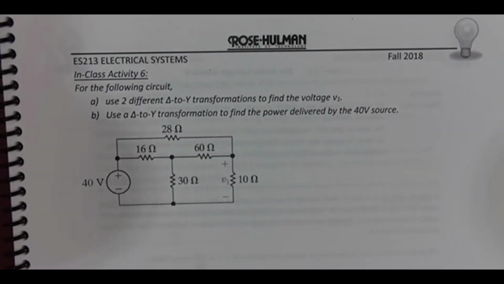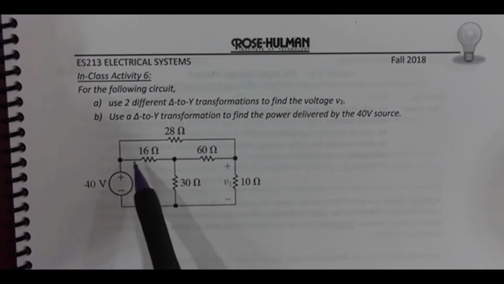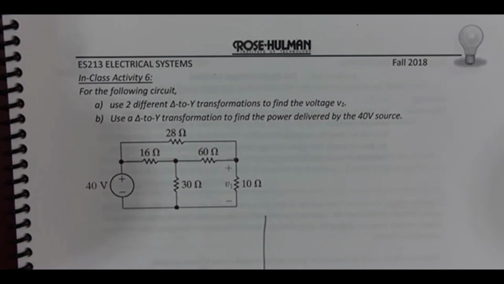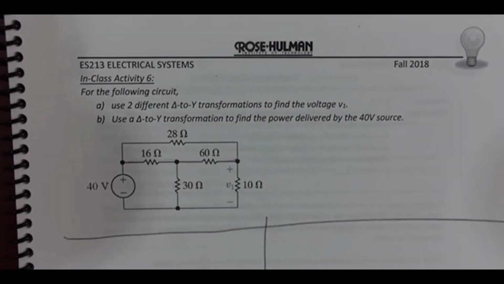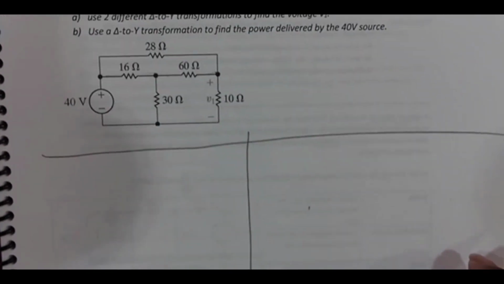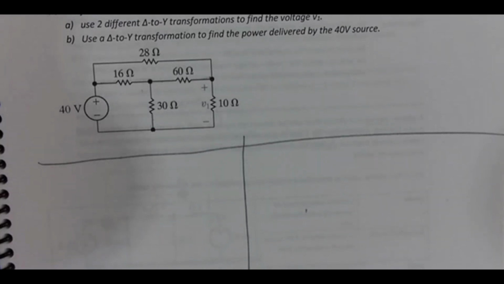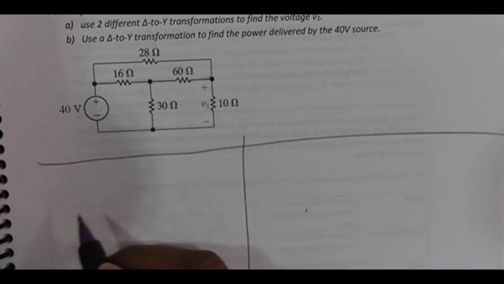So use two different delta Y transformations to find V1. One of the ones we could use is right here in the middle, I have a Y. I can change that to a delta. Okay, so that's one way to do this. The other way to do this is over here, I have a delta. And I can change that to a Y, okay?